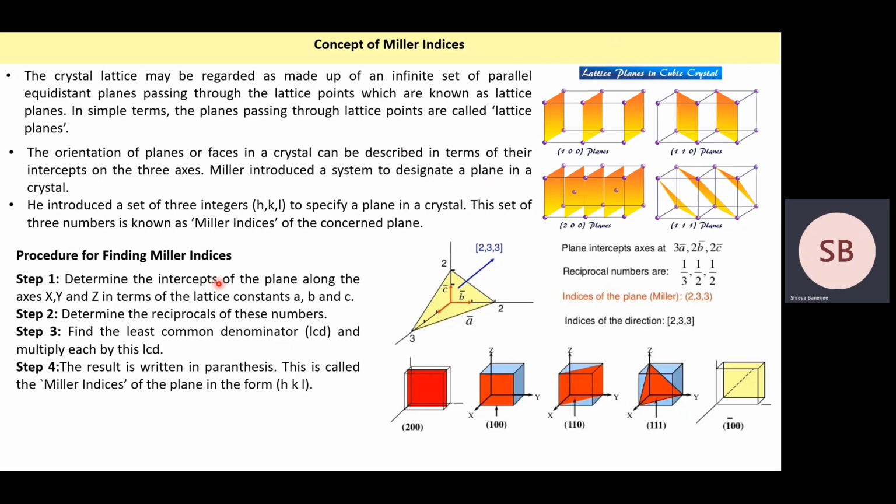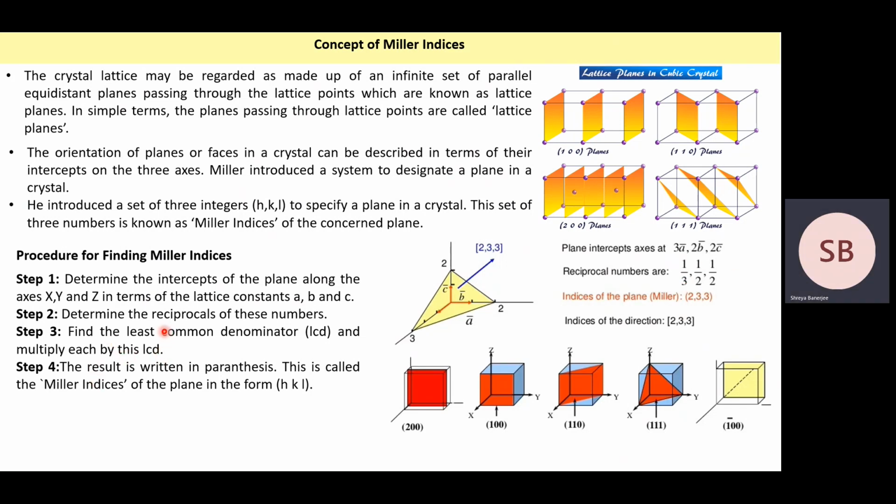The first step is to find the intercept along the XYZ axis in terms of the lattice constants A, B, and C. So the intercept along the x-axis is 3. So you have written 3. Along the y-axis it is 2, and along the z-axis it is also 2. The second step is to find the reciprocal of these intercepts. So that becomes 1 by 3, 1 by 2, and 1 by 2.